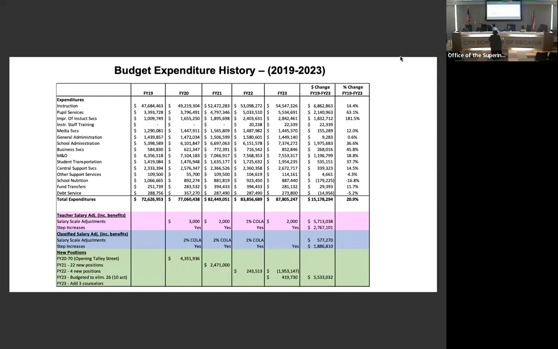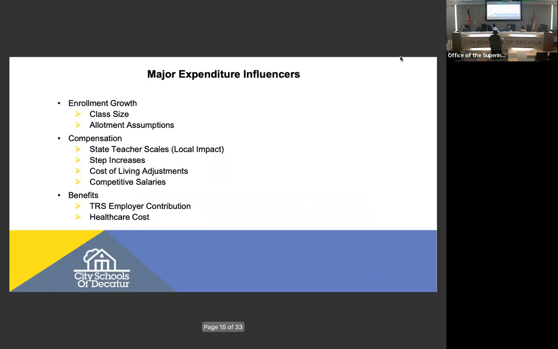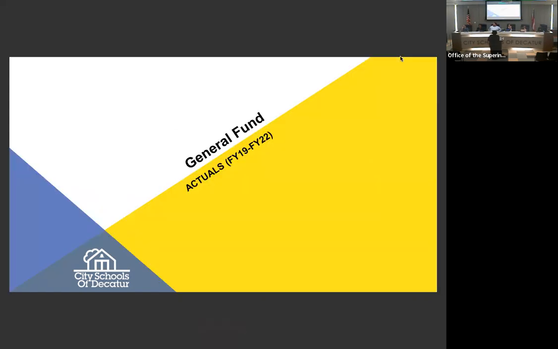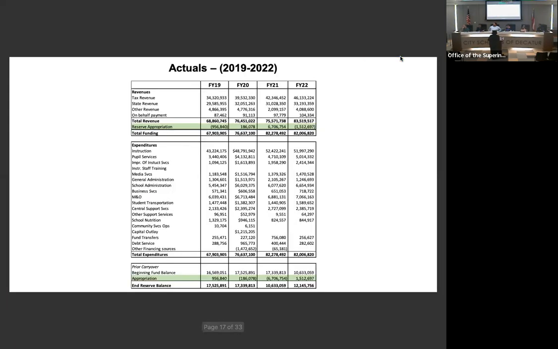Questions on the budget expenditures? Major expenditure influencers include enrollment growth, which impacts allotment and class size, and compensation and benefits, which are the largest portion of the budget. Next, we will look at the 4-year history of general fund actions.